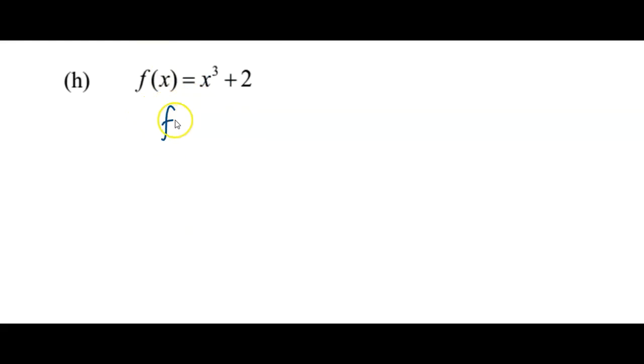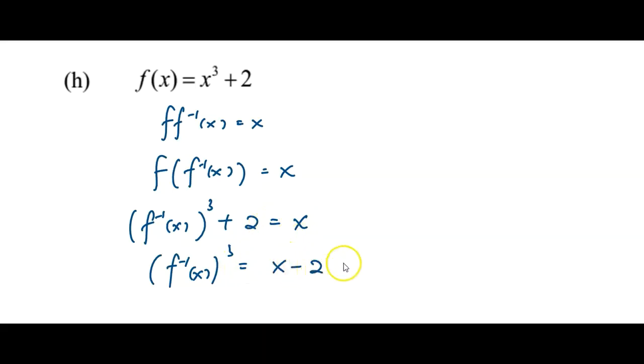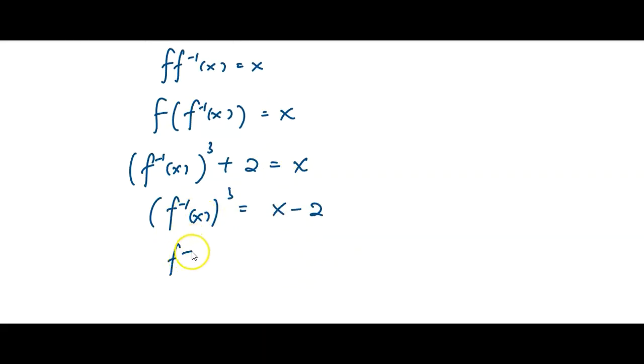For this one, again, same step. I'm going to start from f of f inverse of x equals x. Then I get the composite function, which will be f inverse of x cubed, plus 2, and this is equal to x. Our purpose is to get f inverse, right? So I will move the 2 to the right side, and I get x minus 2. And f inverse of x will be equal to the cube root of x minus 2.